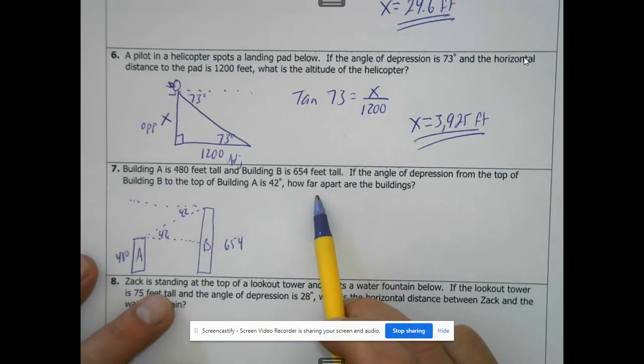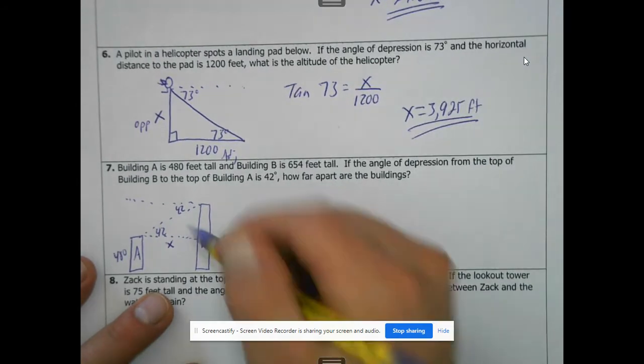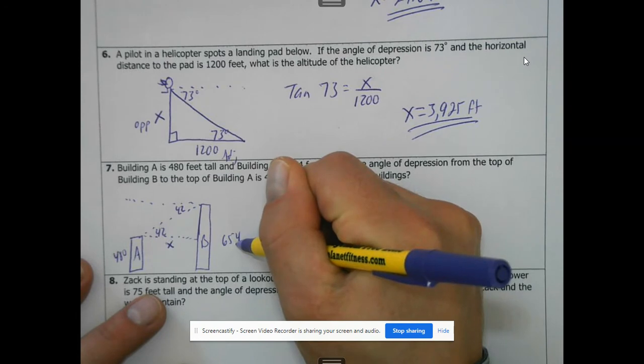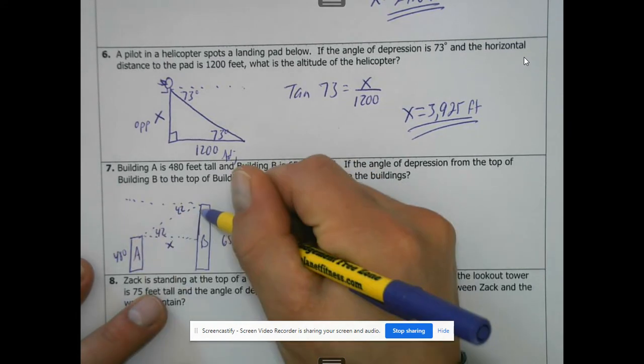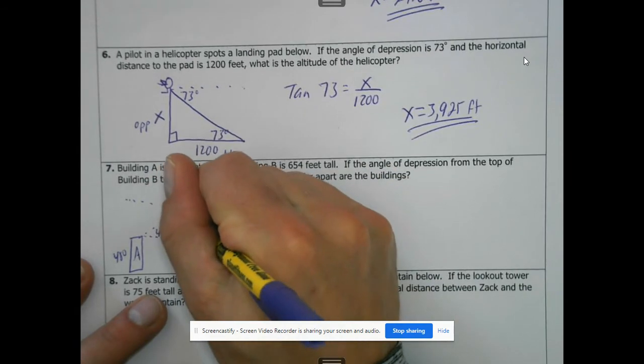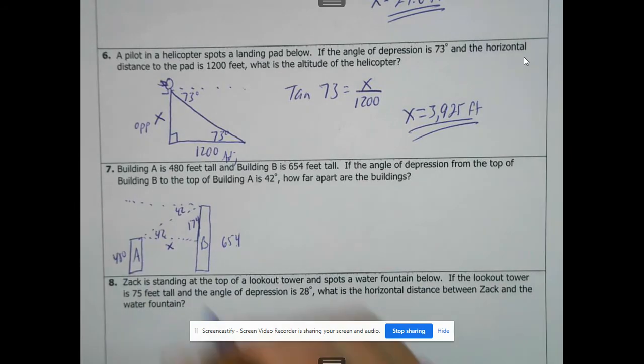Then it says how far apart are the buildings? Well, I don't know. Call it X. But I do know this distance right here. If I take the 654 and I subtract out the 480, I can get this distance right here. And when I do that, I'm left with 174. All right. 90 is right here.